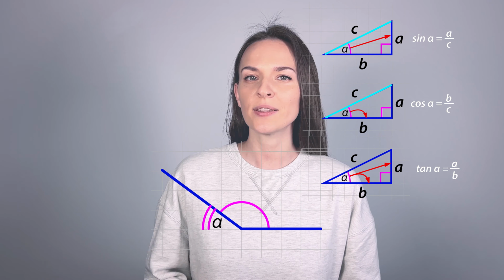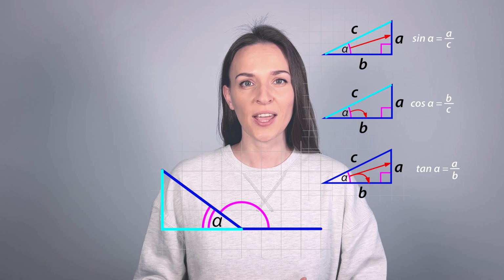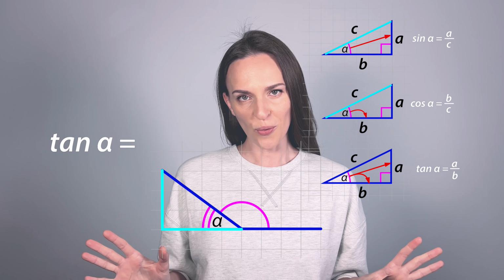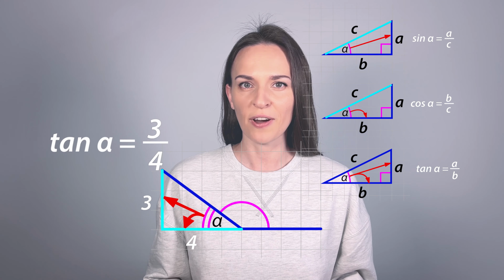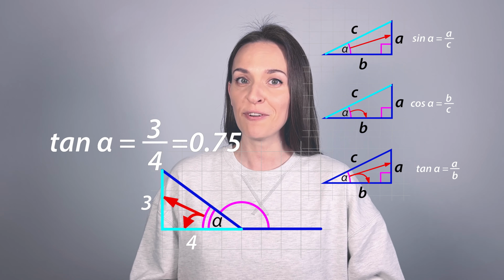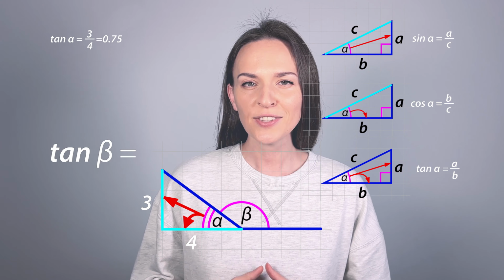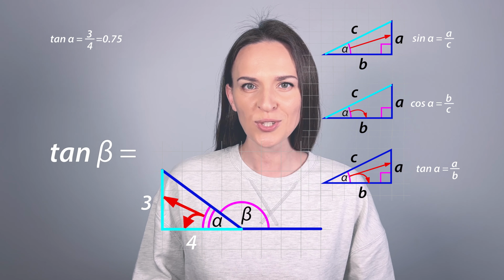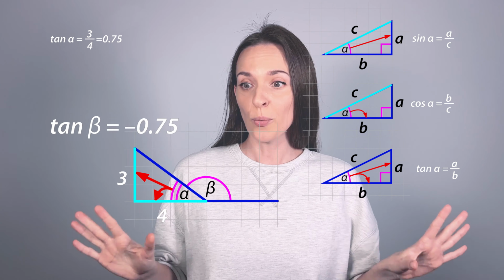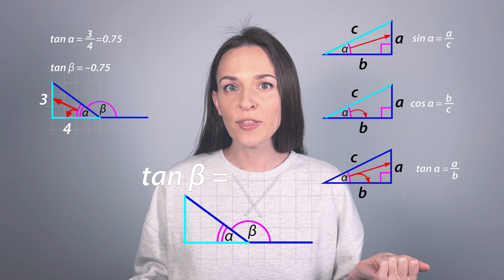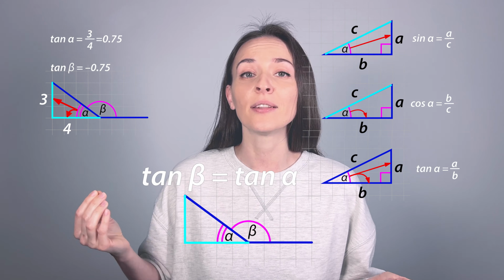To do this, we add two more lines to get a right triangle, and then we find the tangent after counting the legs. So the opposite leg is 3, the adjacent leg is 4. 3 divided by 4 equals 0.75. The tangent of the acute angle is found, and the tangent of the adjacent obtuse angle will be the same, only with a minus. So it turns out that to find the tangent of the obtuse angle, you have to find the tangent of the adjacent acute angle and add a minus.